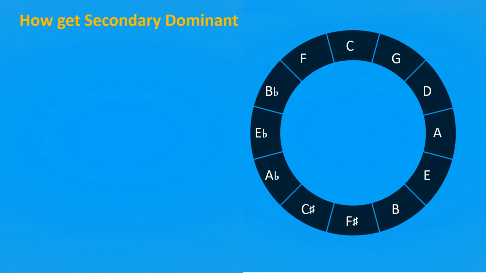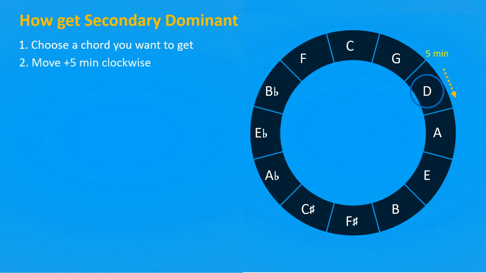Trick number 7. Secondary dominant. Secondary dominant is a 7th chord useful to anticipate any chord. Choose a chord you want to get, let's say D major or D minor. Move 5 minutes clockwise. That is the secondary dominant, A7.